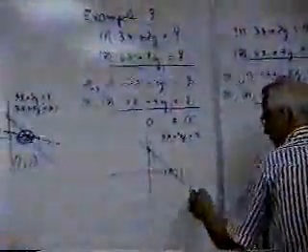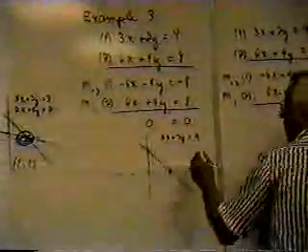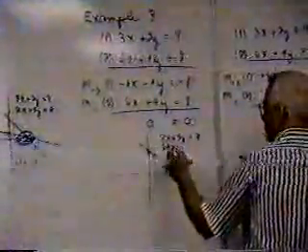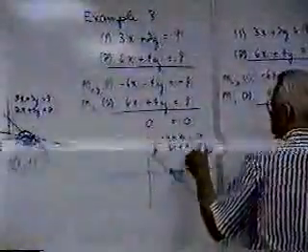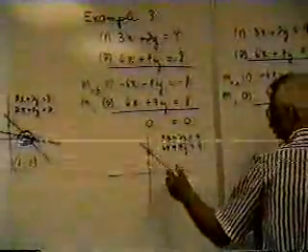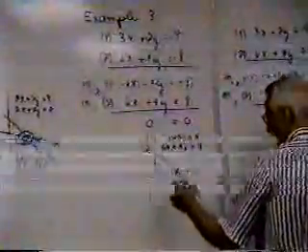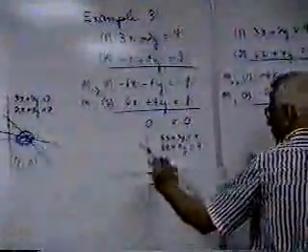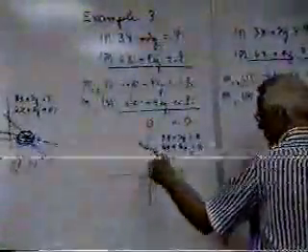So I get that line. And now if I graph 6x plus 4y is equal to 8, if I put my hand over the y, x is 4/3. If I put my hand over the x, y is 2. And what I get is the same line.